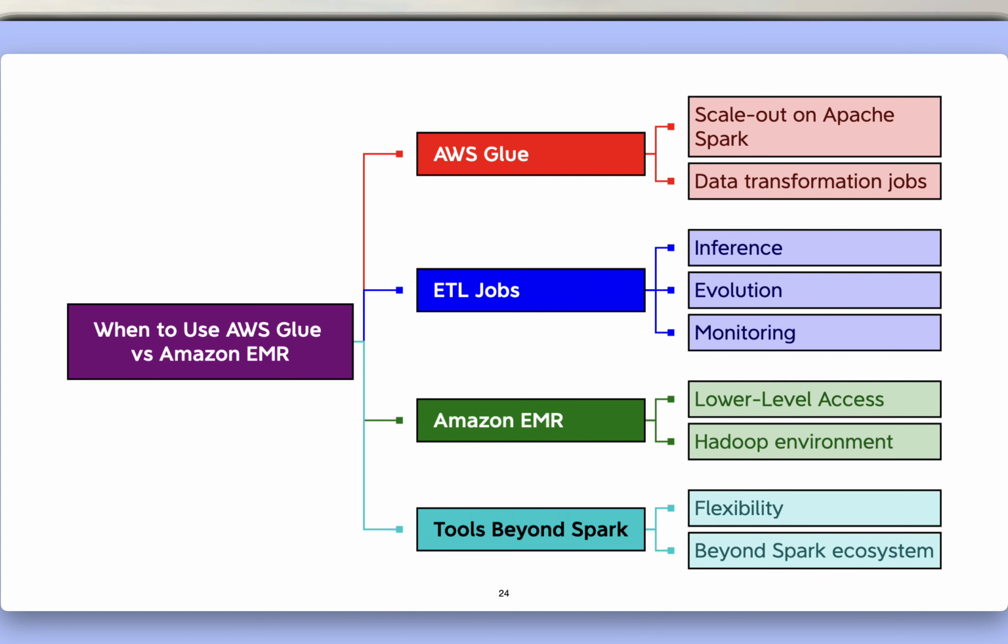When to use AWS Glue versus Amazon EMR. 1. AWS Glue, scale out on Apache Spark. AWS Glue provides a scale-out execution environment based on Apache Spark for data transformation jobs. 2. ETL jobs: inference, evolution, monitoring. AWS Glue automates the process of job creation and maintenance by inferring, evolving, and monitoring your ETL jobs. 3. Amazon EMR, lower-level access. Amazon EMR allows direct access to the Hadoop environment, giving you lower-level access to your data and processing. 4. Tools beyond Spark. With Amazon EMR, you have the flexibility to use tools that go beyond the Spark ecosystem.